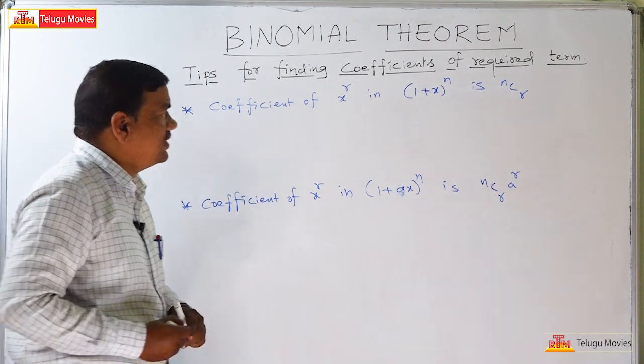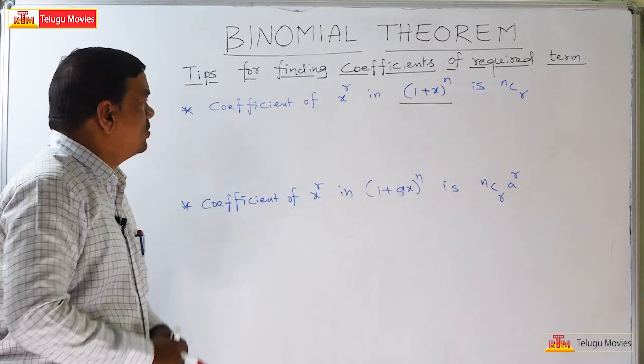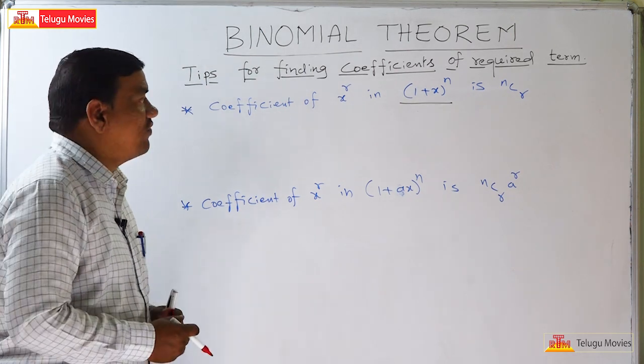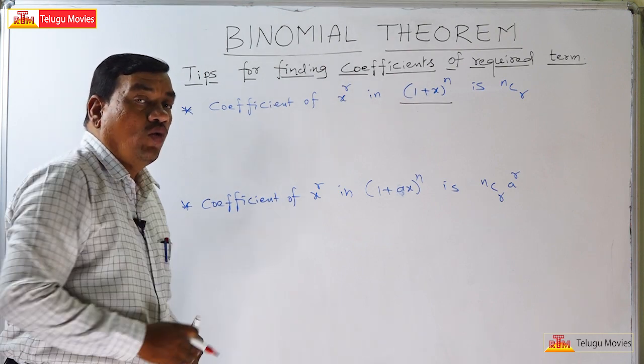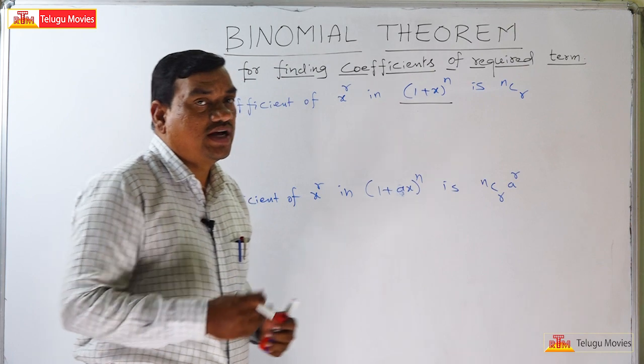See here, the first one: in the expansion of (1 + x)^n, the coefficient of x^r is nCr. Just now we expanded (1 + x)^n, and there you can see it clearly.